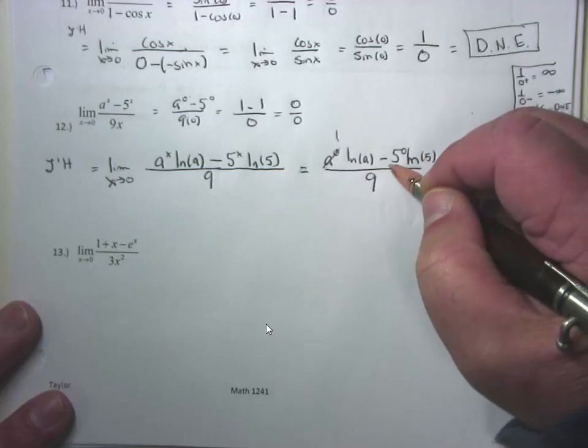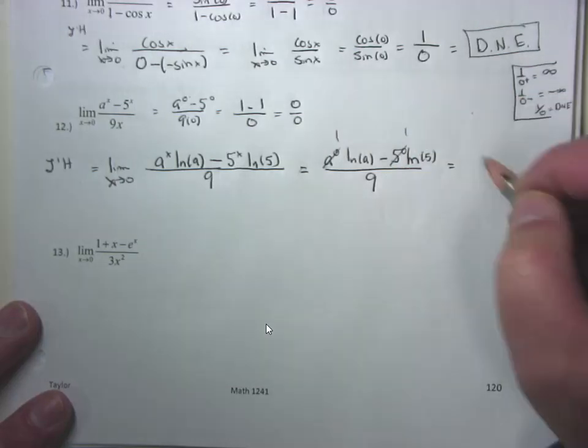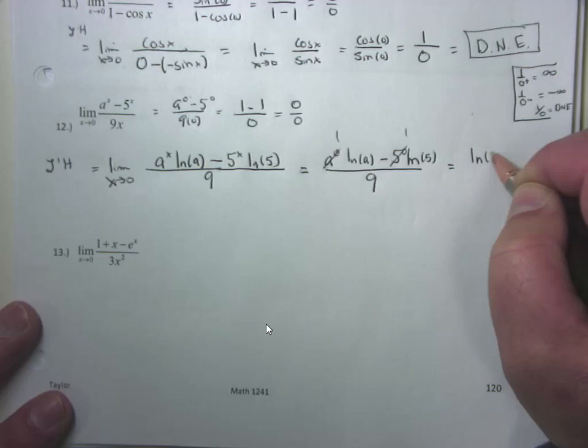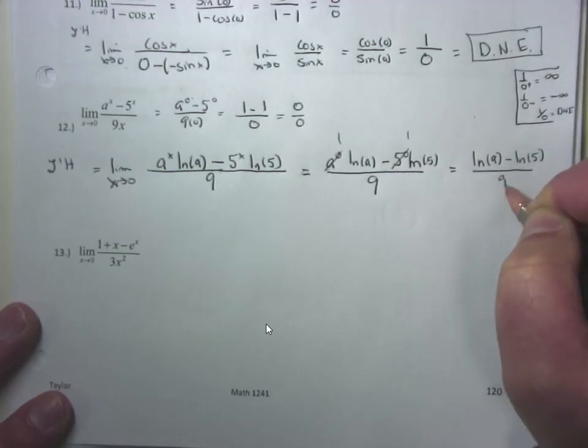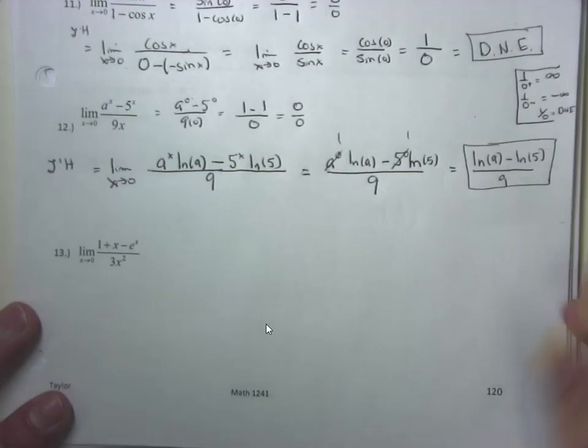5 to the 0 power, anything to the 0 power is 1. So the answer is the natural log of a minus the natural log of 5 divided by 9. There's my solution.